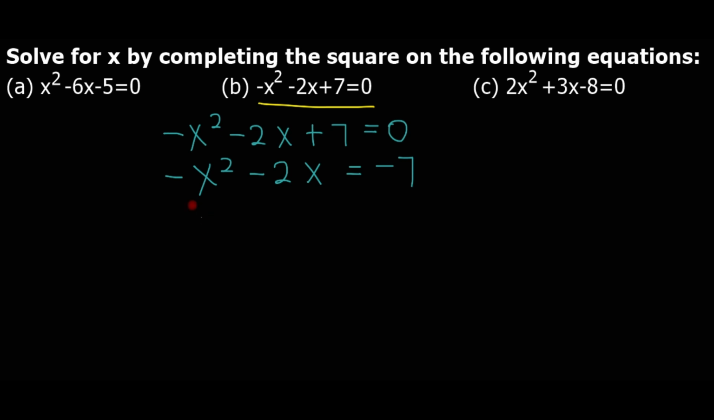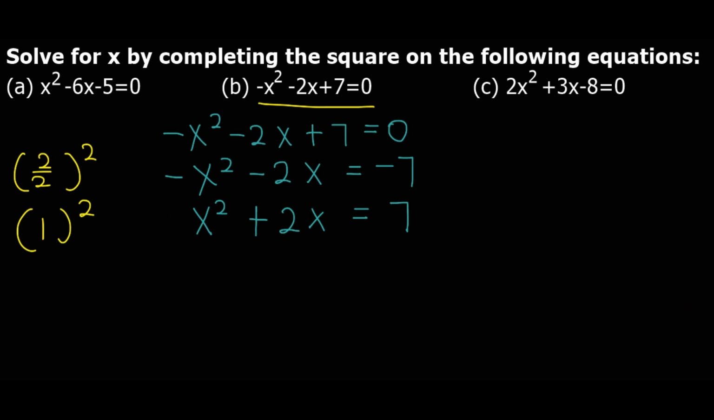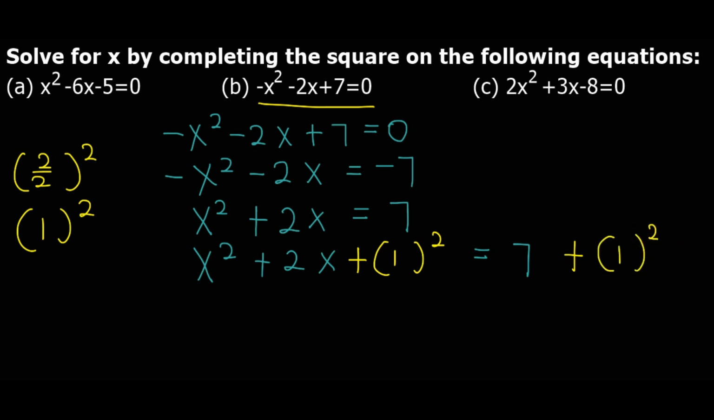And then divide both sides, the coefficient of x squared becomes 1, and then x squared plus 2x equals positive 7, because I divided everything by negative 1. From there we did the same thing: this b, I divide by 2 and then I square it. This is the same as saying 2 divided by 2 all squared, and this is 1 all squared. So originally x squared plus 2x, and then this is plus 1 squared, equal to 7 plus 1 squared.